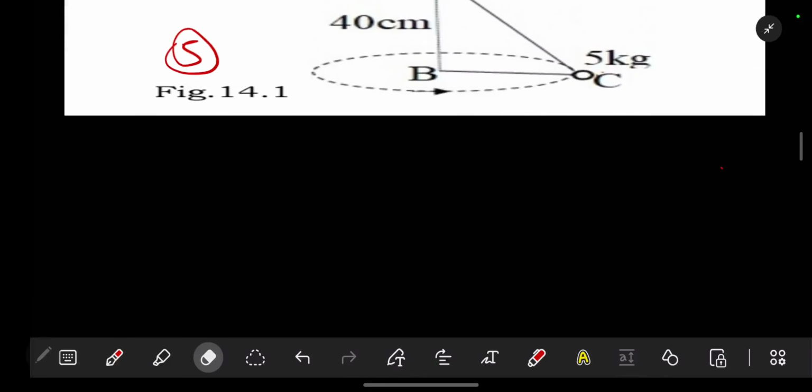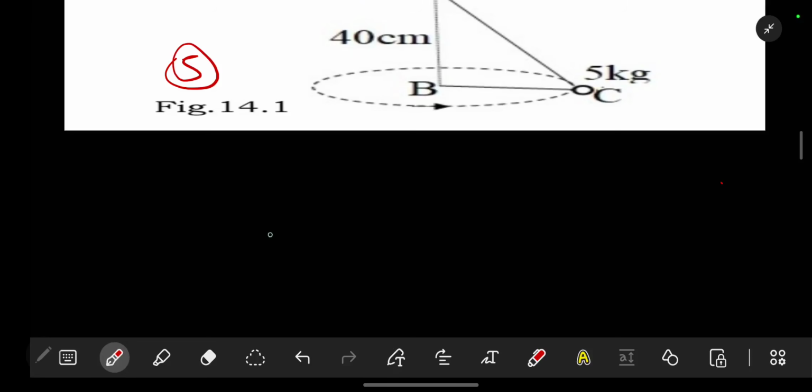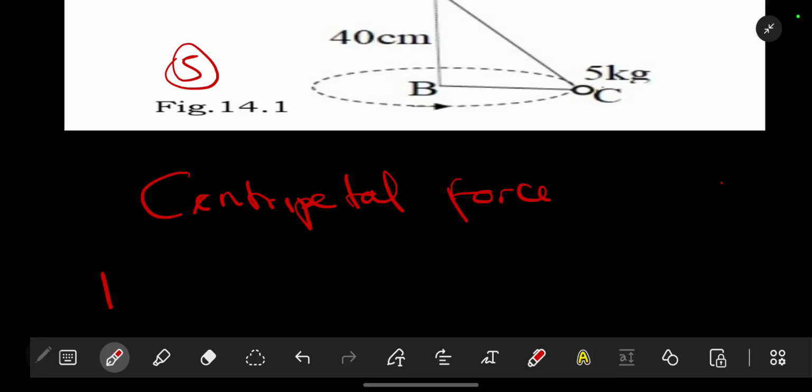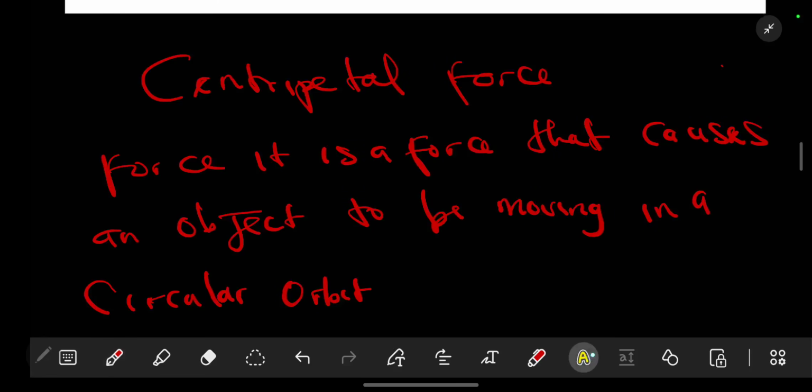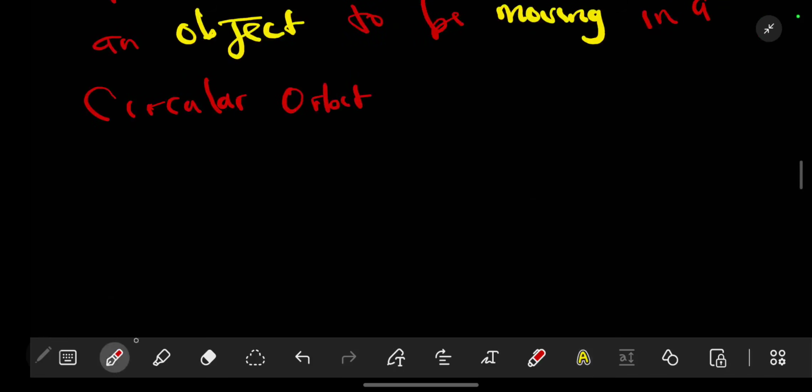Now, one of the most important things that you should know is the centripetal force. So the centripetal force is the force that keeps an object rotating in a circular motion. This is basically the simple definition of centripetal force. It is a force that causes an object to be able to move in a circular orbit or rotation.